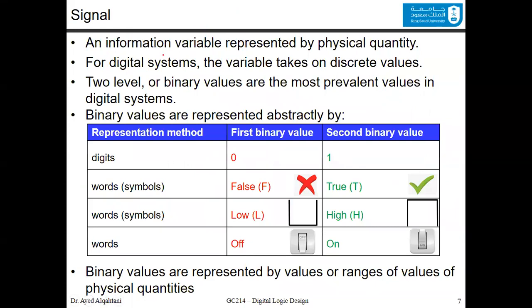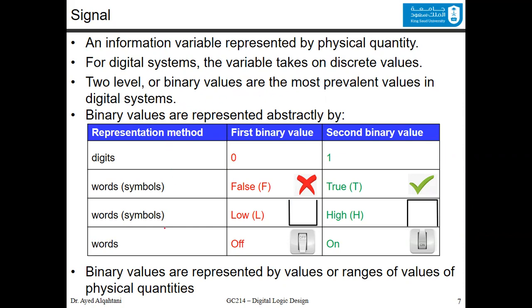So now it's good to define what signals are. A signal is an information variable represented by a physical quantity. For our digital systems, the variable takes on discrete values. In our case, it has only two values, two levels. This is why we call them binary values, bi meaning two. Binary values are the most prevalent values in digital systems.